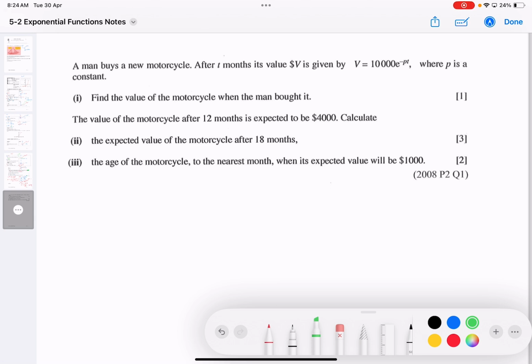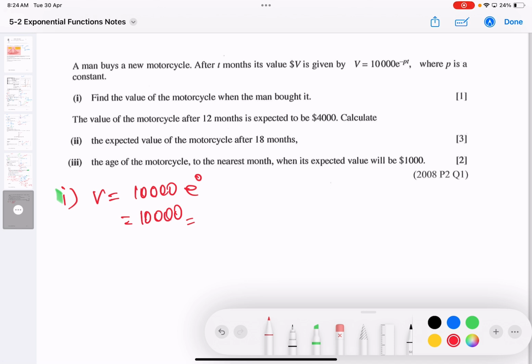So for part I, when your T is equal to 0, you're going to have 10,000 e to the power of 0. Anything to the power of 0 just gives you 1. So it's going to be $10,000. It means when he first bought the motorcycle, his motorcycle is actually worth $10,000.